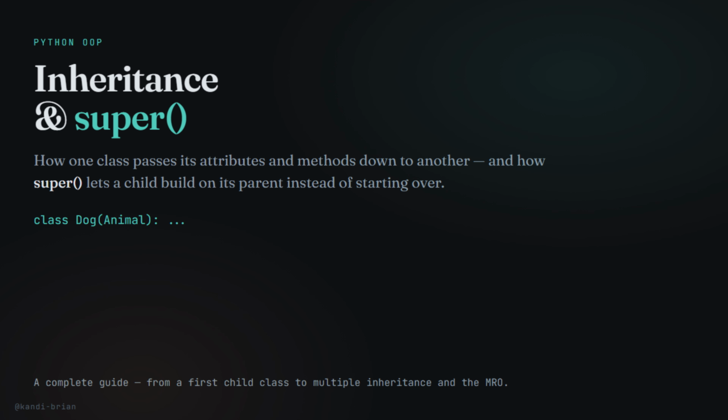If you have ever copied the same code from one class into another, inheritance is the feature you've been missing. In this video, we'll go over inheritance from the ground up using a simple example the whole way through. We'll start with a single child class, build all the way up to multiple inheritance, and the method resolution order. And by the end, you'll know exactly what the word super does and when to reach for it.